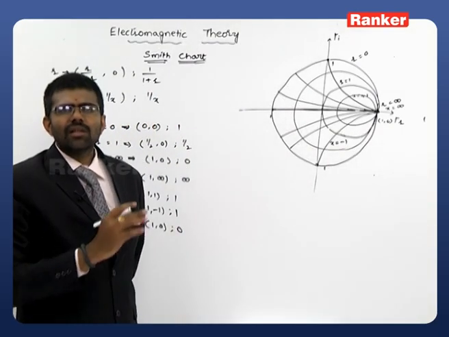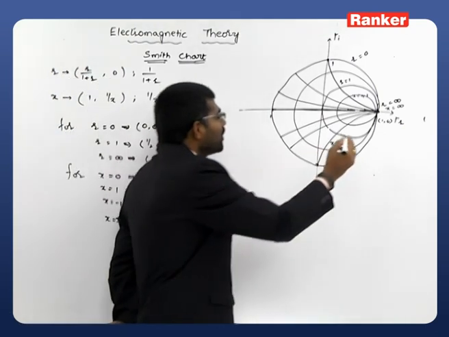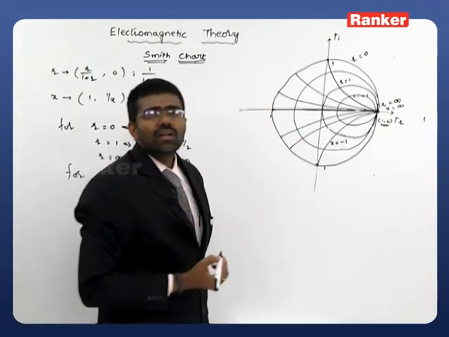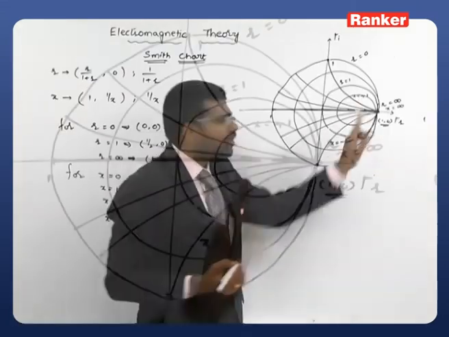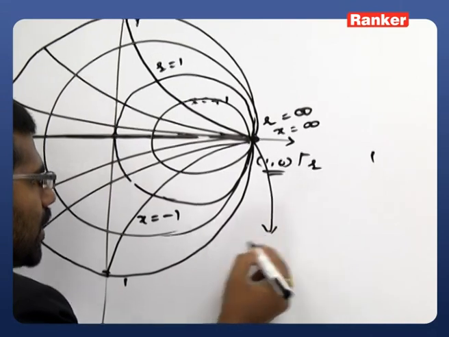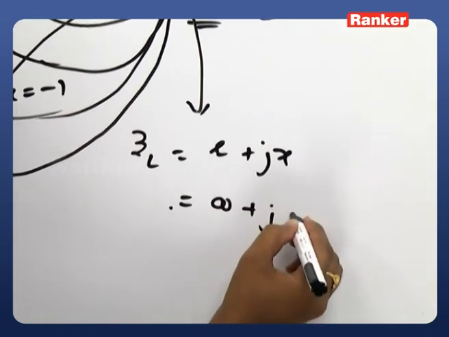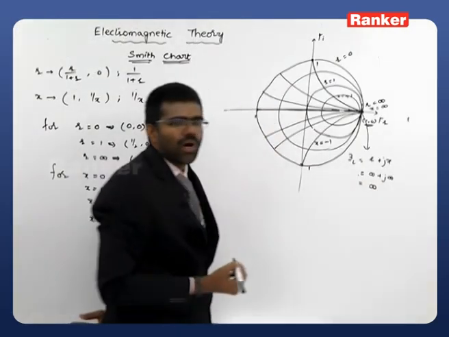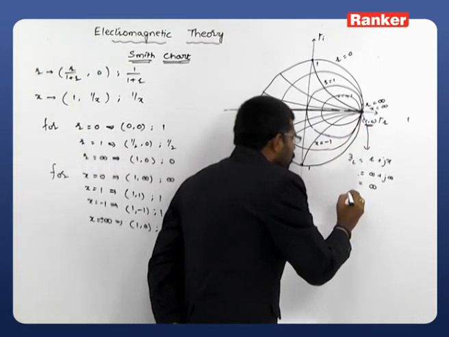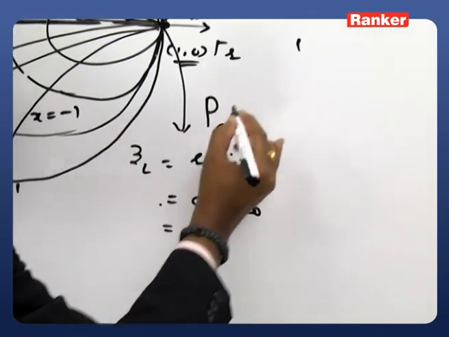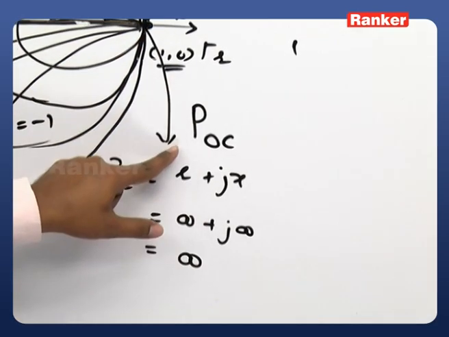Now observe that the circles meant for R and the circles meant for X meet at a particular point, that is (1, 0) on the real axis. At this point, R equals infinite, X equals infinite. What does that mean? Let us consider ZL equals R plus jX, which equals infinite plus j infinite. It's infinite. Infinite means completely open. That's why this particular point is always said to be the point of open circuit. Here the impedance is just infinity.